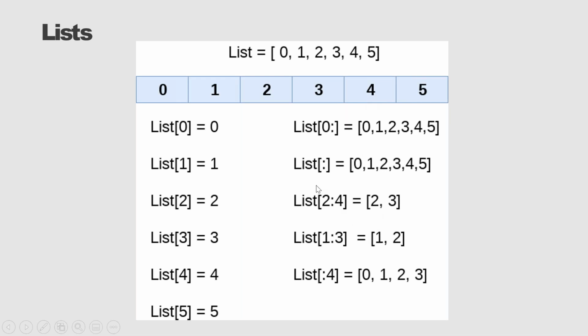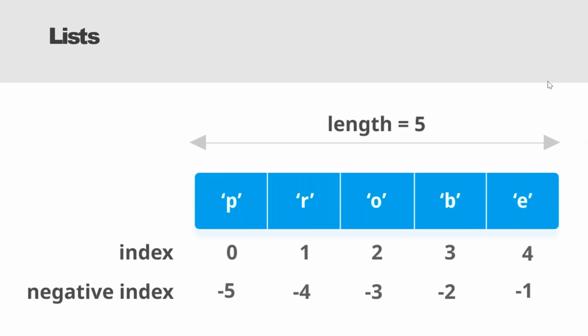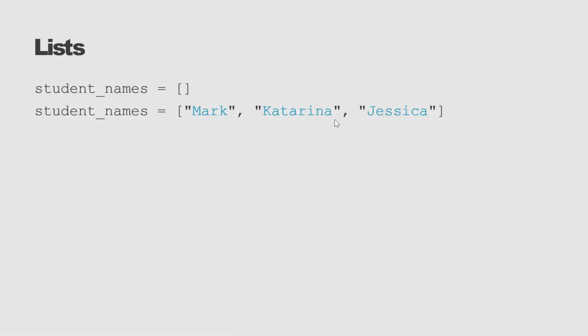So this is the way you can use the list in Python. This is also an interesting thing. You can have a negative index also. I don't want to complicate, but yeah. Index 0, 1, 2, 3, 4. Value is P, R, O, D, E. Probe. But negative index also, if you want to use it, -5 will return P, -4 index, R, and accordingly. Okay. So this is also done. Look at this. There's an empty list, and there is a list with 3 elements: Mark, Katrina, Jessica.